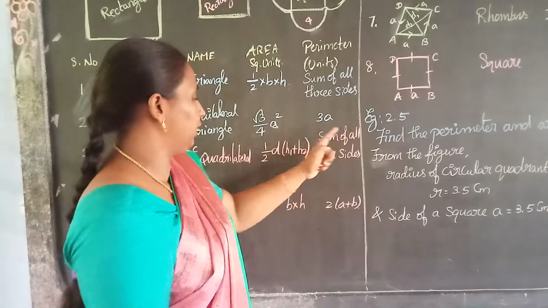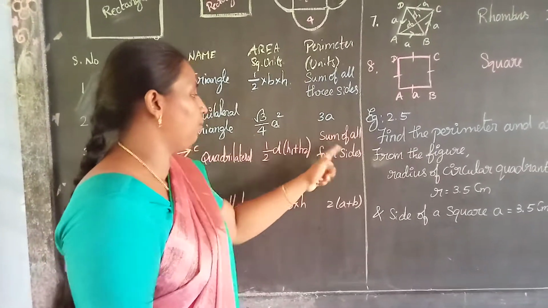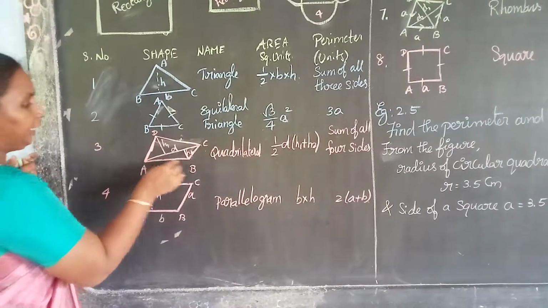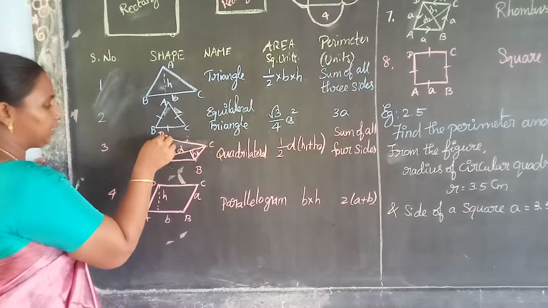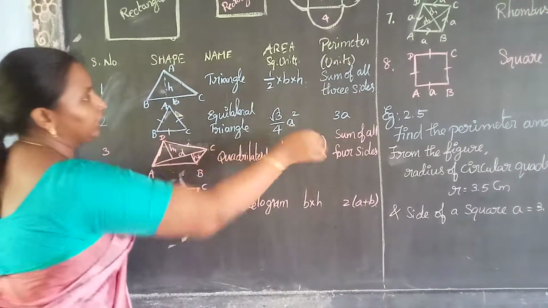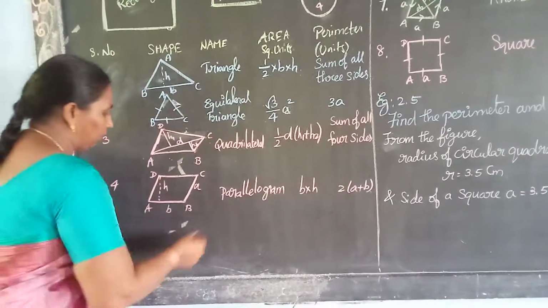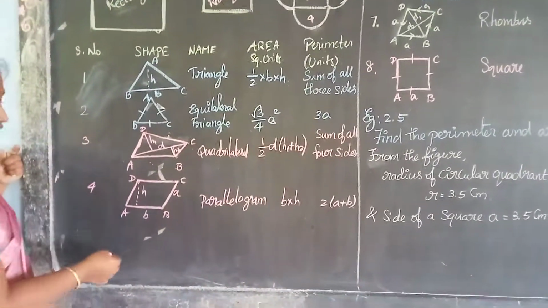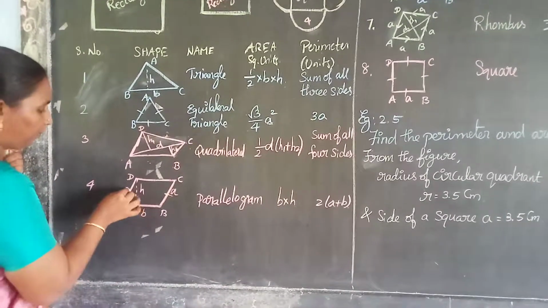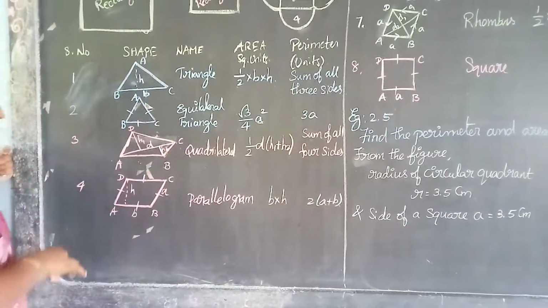The perimeter is the sum of all four sides. If you add AB plus BC plus CD plus DA, you will get the perimeter of the quadrilateral. Next move on to parallelogram. In a parallelogram, opposite sides will be equal. Already we know opposite sides will be equal.